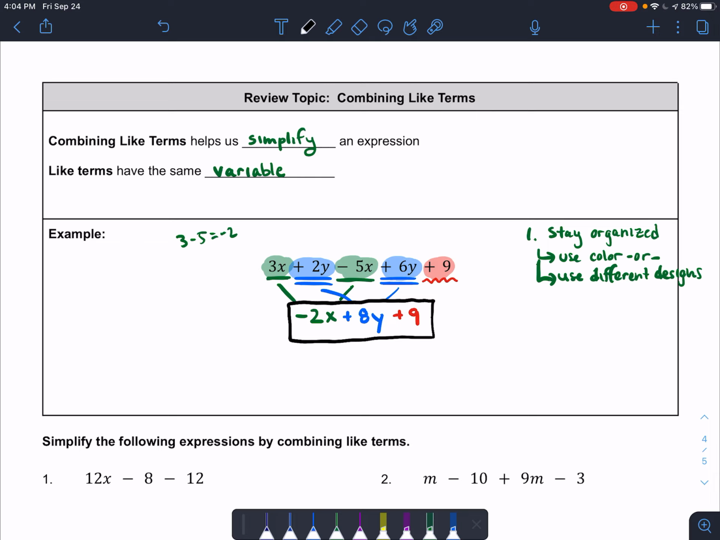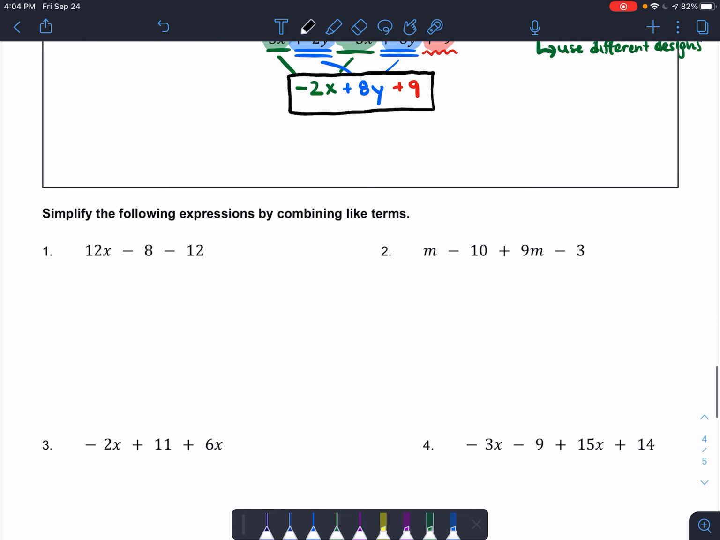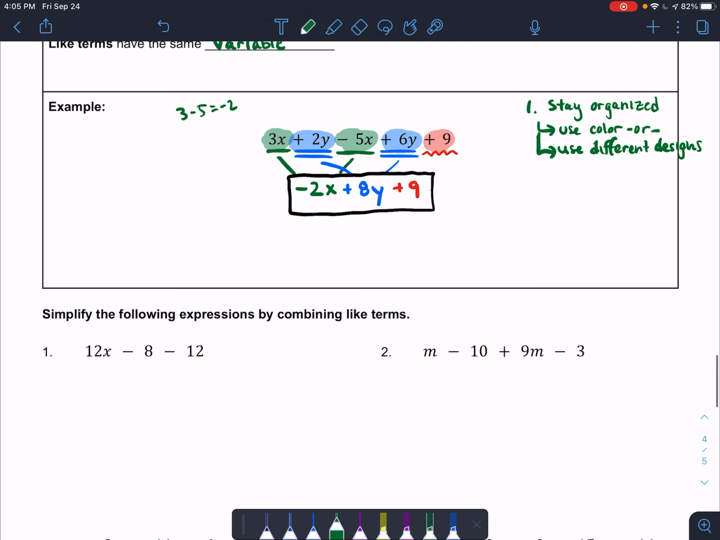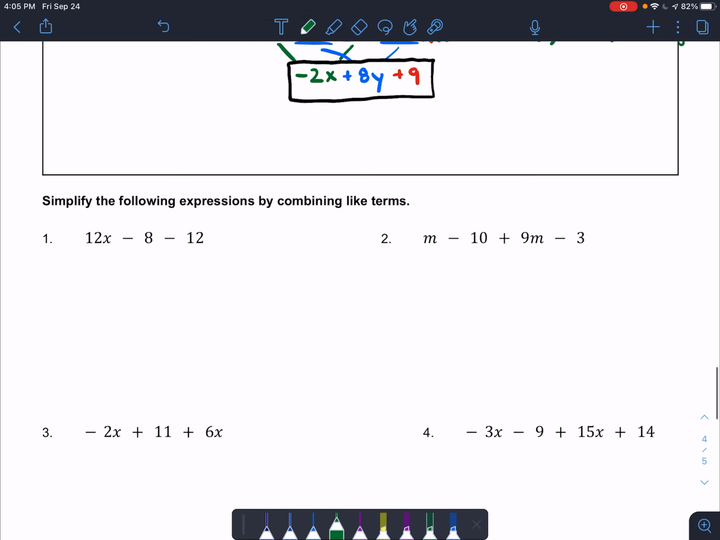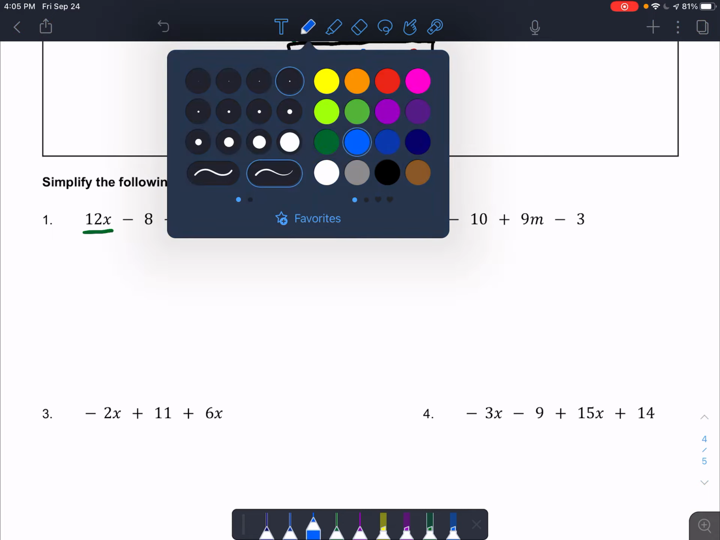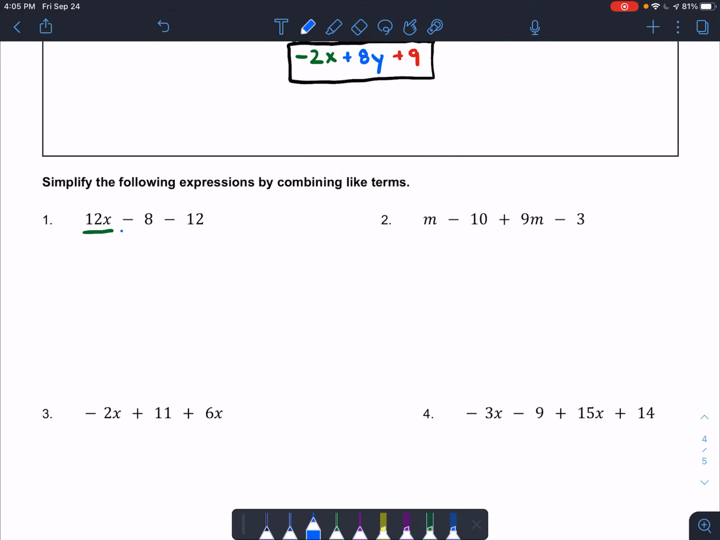So let's do one more together, and then I'll save some for you to try on your own. Let's take a look at one. I start with my same strategy: stay organized. I'm going to use color and different designs. I look at this 12x, and I notice, nope, negative 8 doesn't have an x. Negative 12 doesn't have an x. So that is my only x term. So I switch my colors, and I say, okay, I have a negative 8. That's just a number. There's no variable. I also have a negative 12, or minus 12, that also doesn't have a variable. And so those are like terms.